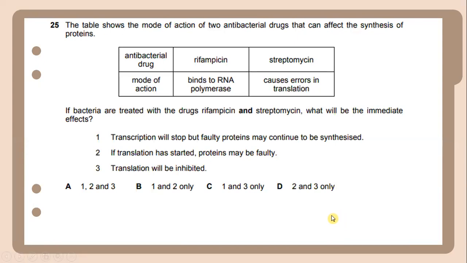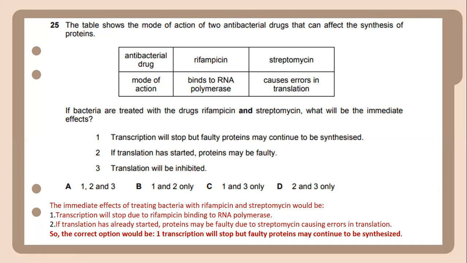The table shows the mode of action of two antibacterial drugs that can affect the synthesis of protein. If bacteria are treated with the drugs rifampicin and streptomycin, what will be the immediate effect? 1, transcription will stop, but protein may continue to be synthesized. 2, if translation has started, protein may be faulty. And 3, translation will be inhibited.